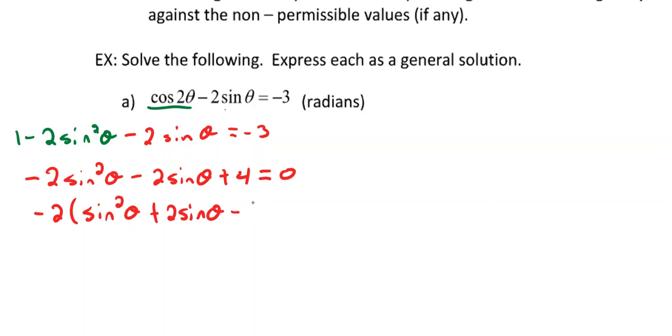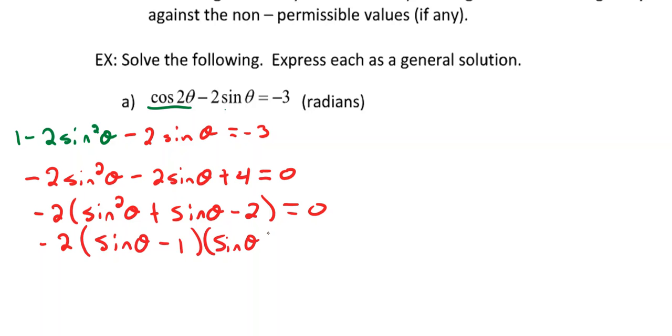and then minus 2. Plus sine theta now, because I factored the 2 out, and then minus 2 is equal to 0. Okay, so now let's factor the part in brackets here. So this -2 just hangs out, and this would become sine theta minus 1, and then sine theta plus 2 is equal to 0. Okay, and then now this one's actually just set up.